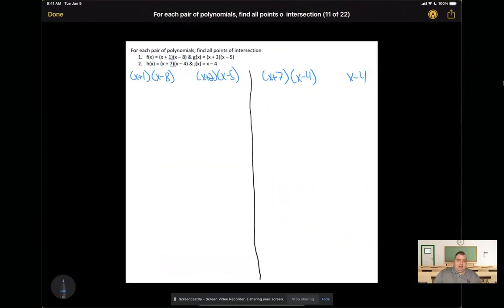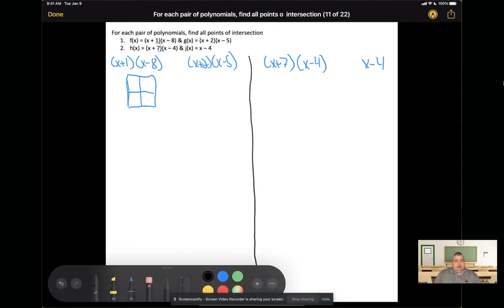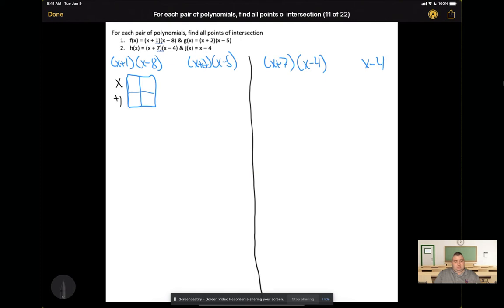So let's look at example number 1. The first step, again, is to convert each polynomial to standard form. So in number 1, my first polynomial is (x plus 1)(x minus 8). I'm going to go ahead and convert that to standard form by using the box method, as we learned about in a previous lesson. So this will be x plus 1 and x minus 8.